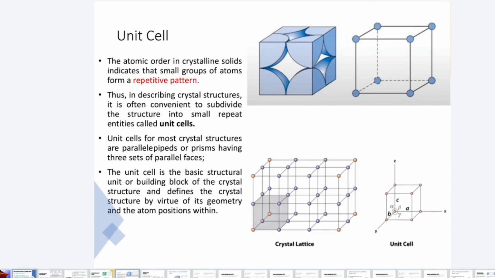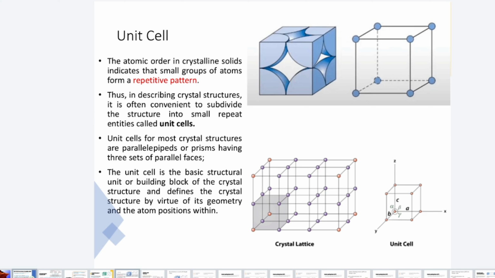And that small part is known as what? It is known as the unit cell, right? So the unit cell is actually the building block of the crystal structure. You might have studied in your schools in biology, they say the cell is the building block of the human body, of all living organisms, right? Similarly here, the unit cell is the building block of the crystal structure, or you can say the brick is the building block of the wall or the construction, right? So here, the unit cell is the building block.